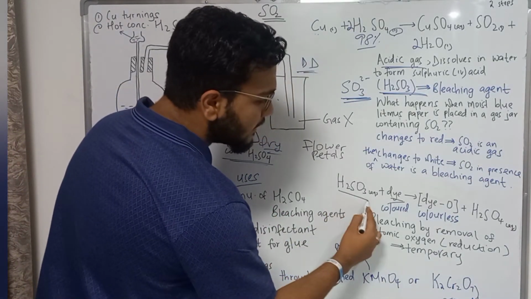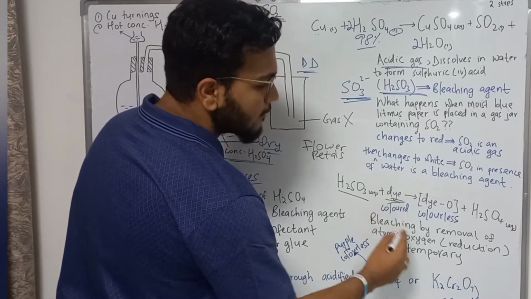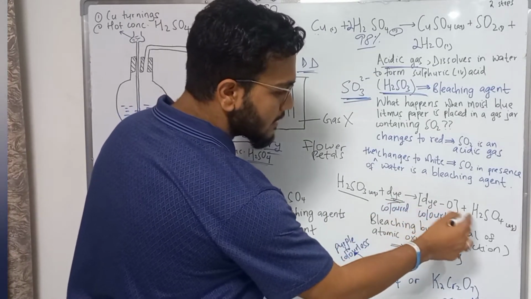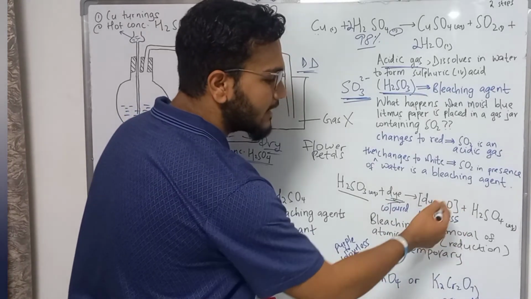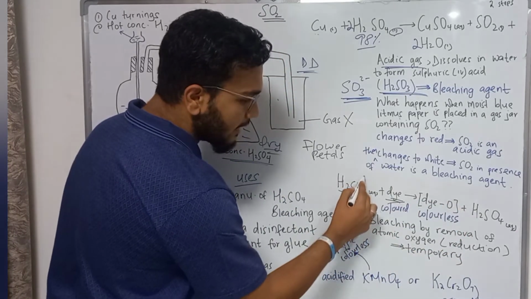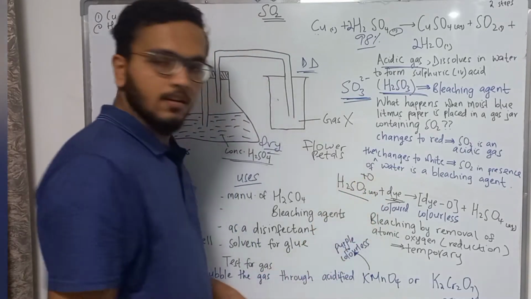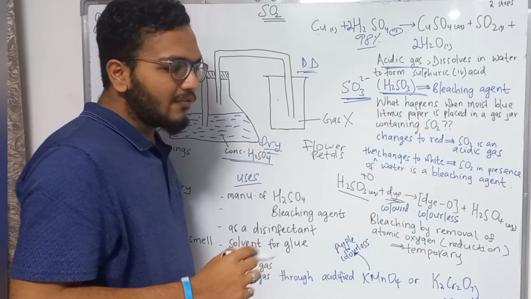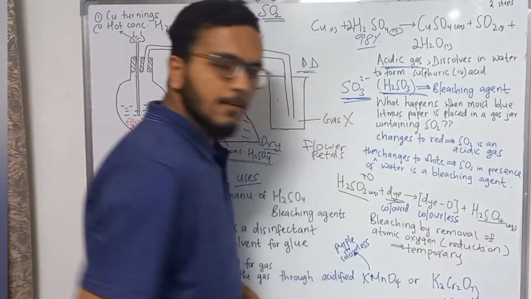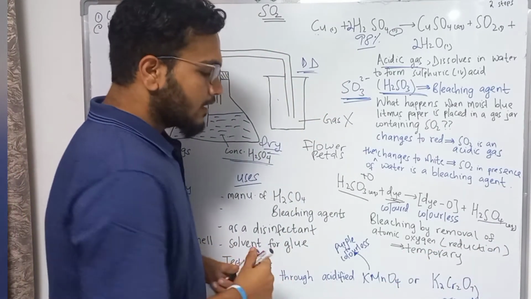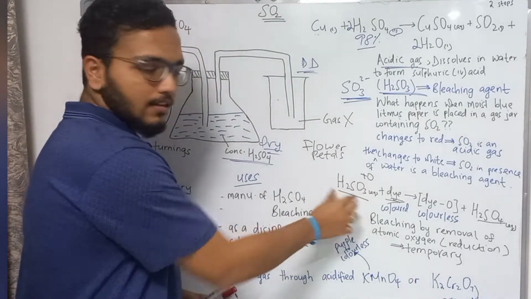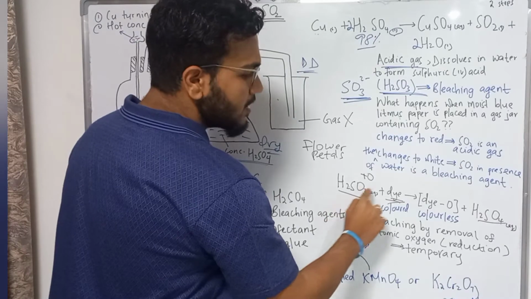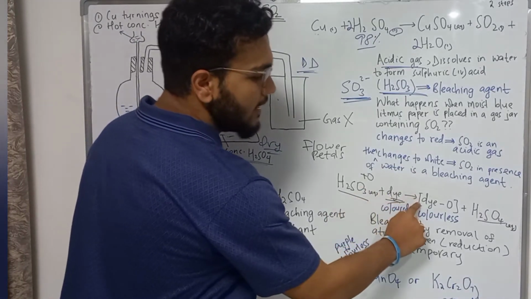So H2SO3 reacts with dye. Now the dye loses its oxygen, dye minus O, plus the oxygen that is lost by the dye goes and adds up here, plus oxygen. So this was O3 plus O to form O4, so H2SO4. We repeat, sulfurous acid will bleach dye by reduction. It bleaches dye by reduction to form dye less oxygen.